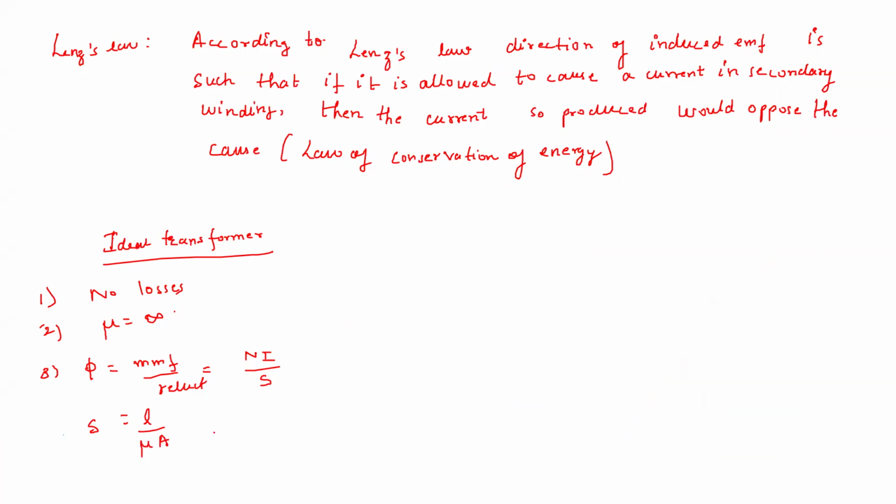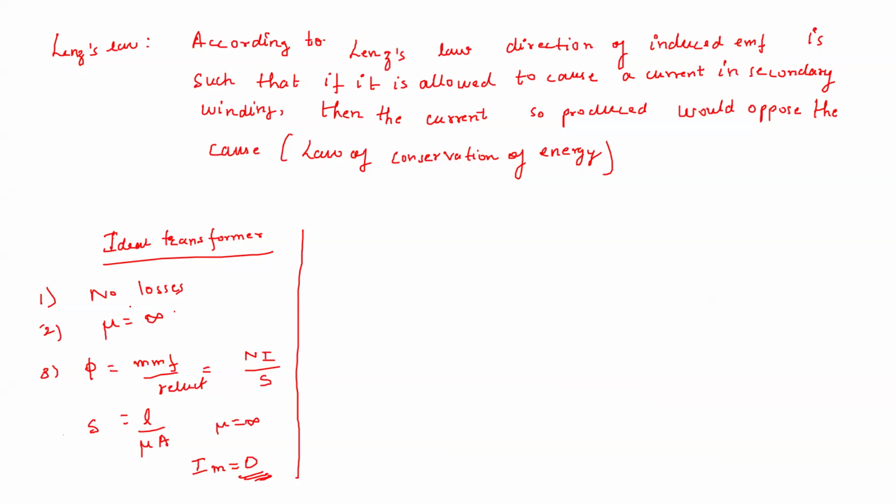So if the permeability is infinite, then for producing this phi, the amount of current required will be negligible. The amount of magnetizing current required for setting up this magnetic flux will be zero. This is the case of an ideal transformer.